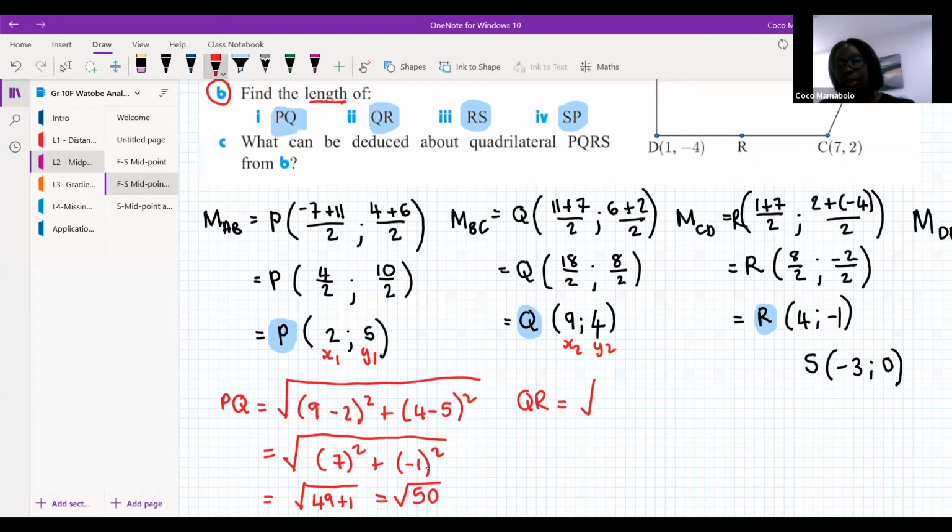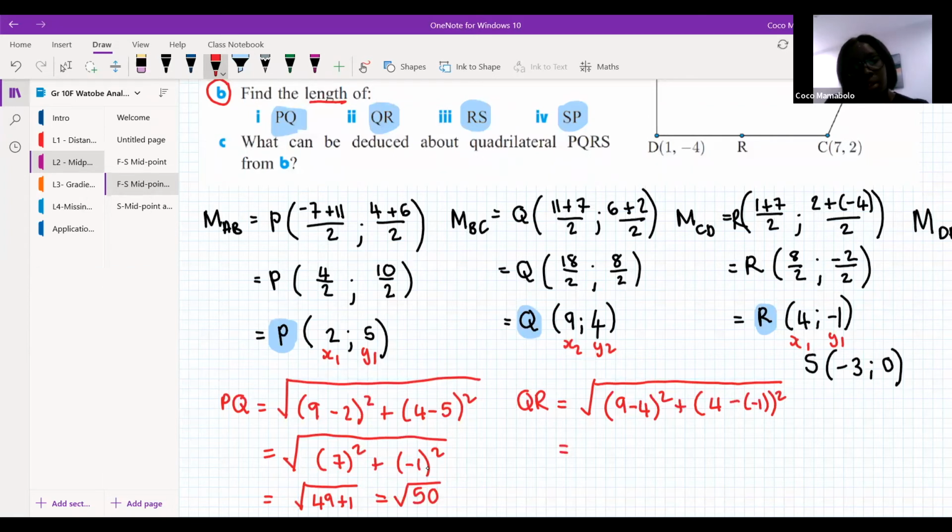it's going to give me, okay, this is still x2 and y2, so I'm going to name R, x1 and y1. Okay, I'm going to have 9 minus 4 squared plus 4 minus -1 squared. Teacher Coco, Ayanda has said your coordinates are wrong.